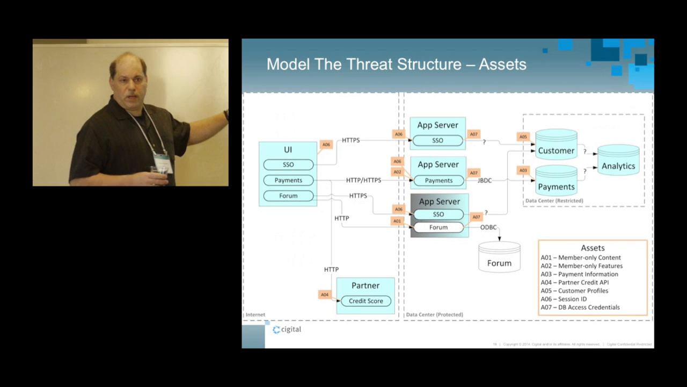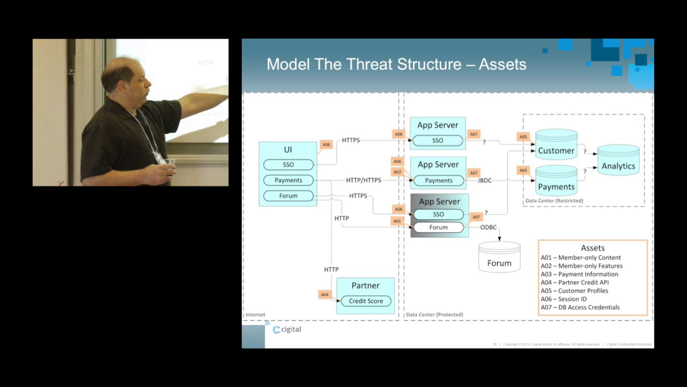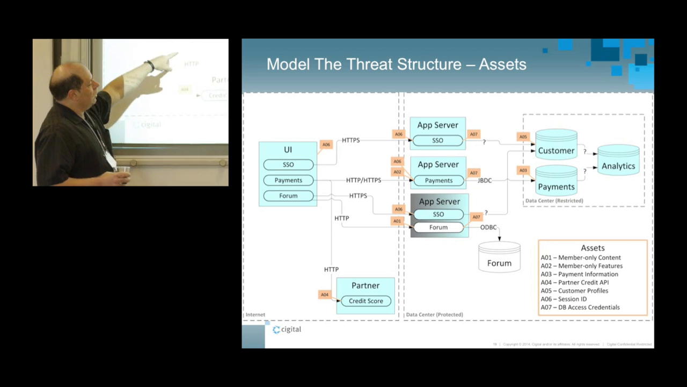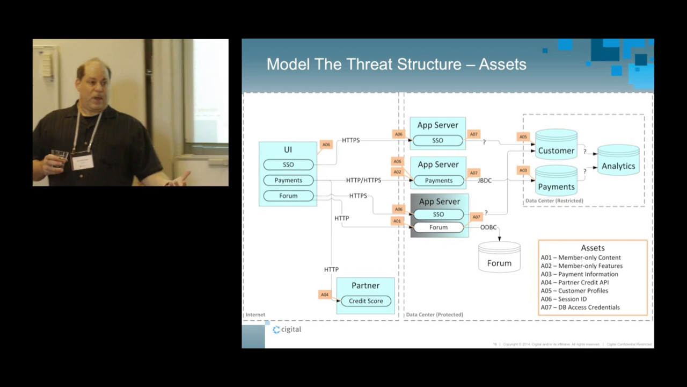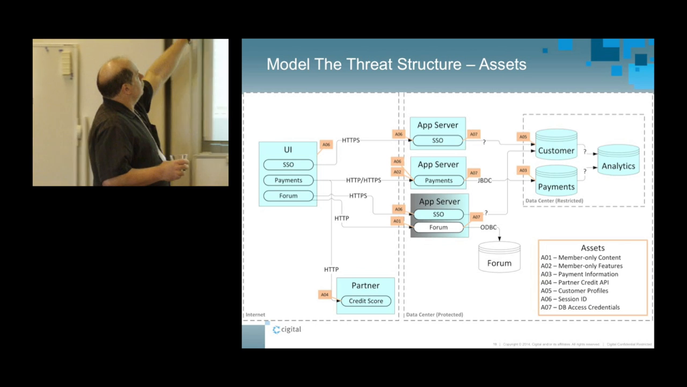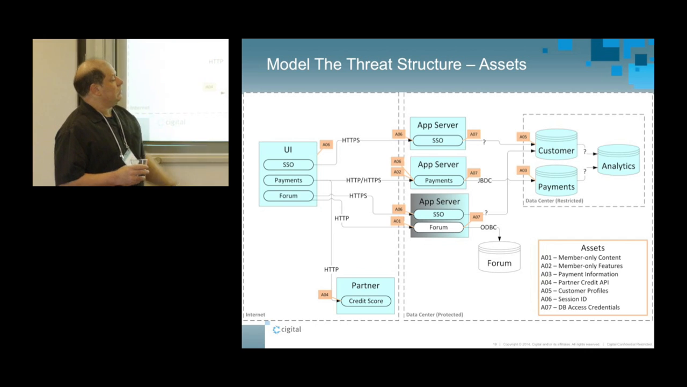These then map to our component diagram. We had our component diagram from before, and now we start to put these assets on the board. We already talked about 1 through 4, the credit partner API, and some payment info. There are other assets. We know it's a web application, so there's some sort of session management. So we have A06, which sits out on the browser and on our app server, actually on all the app servers in this example.